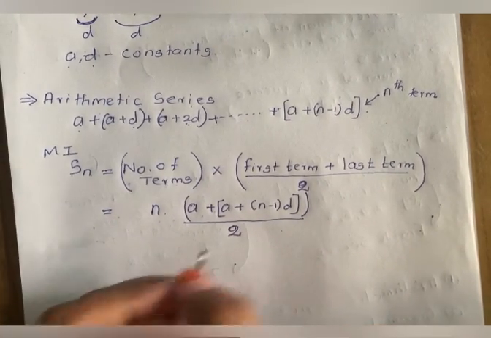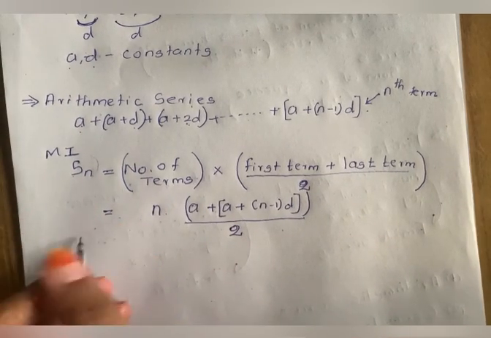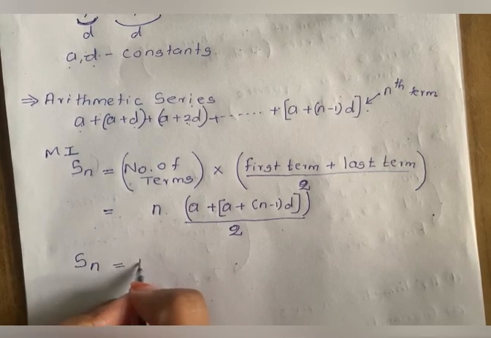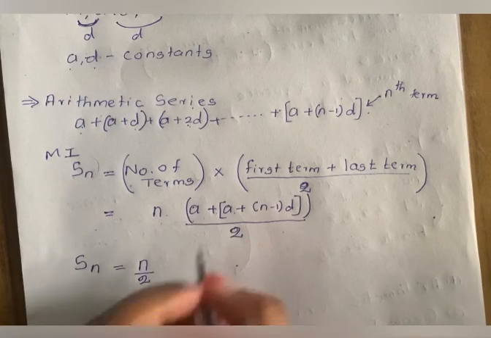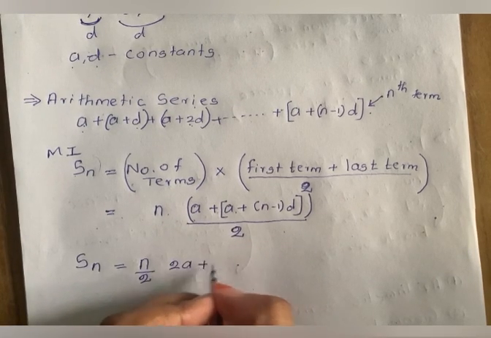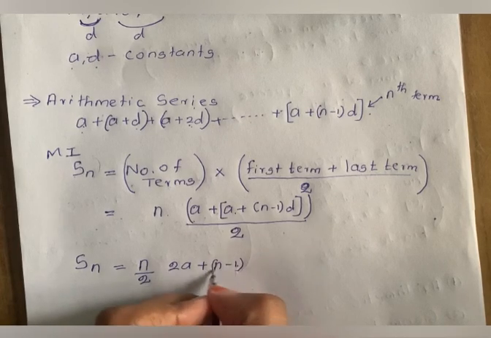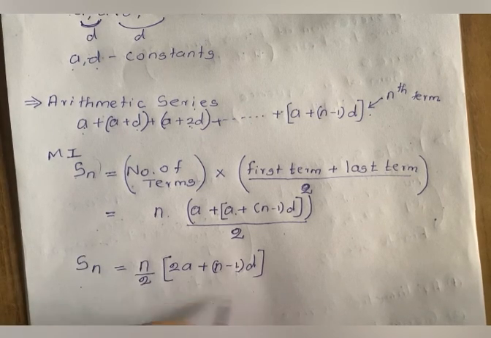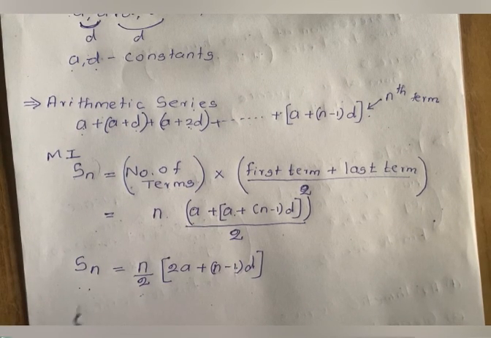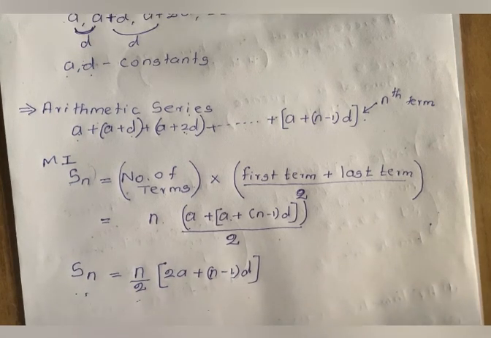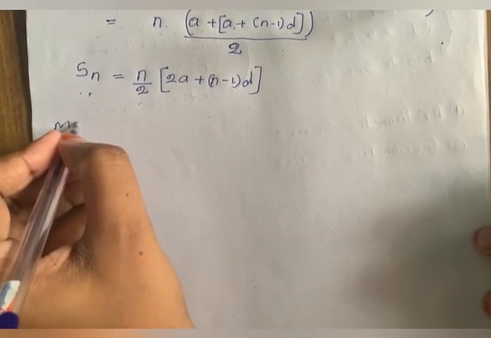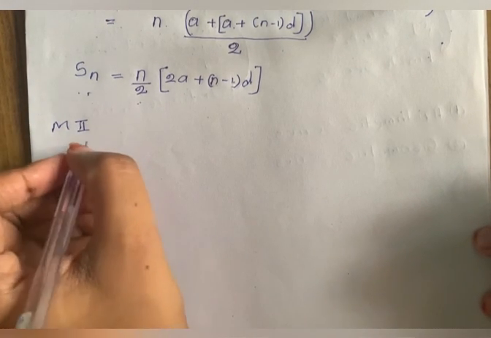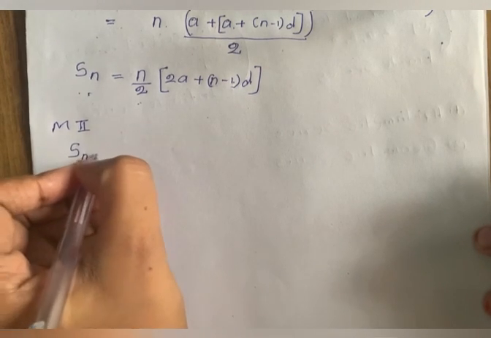So if we write the general form, Sn is equal to n by 2 times 2a plus n minus 1 d. This is the general formula for the arithmetic series. We can do it in another way, and prove it. For that, we have to write the sum first.